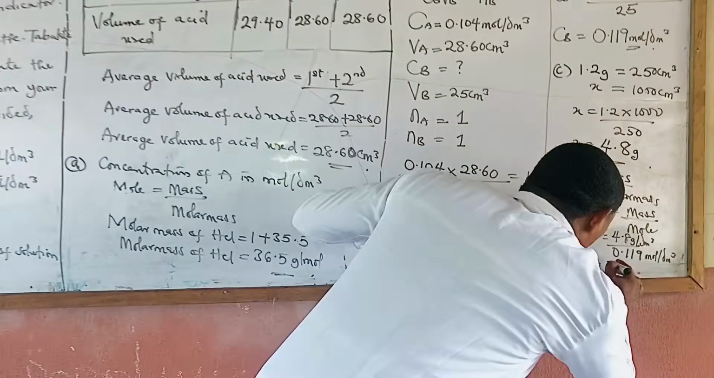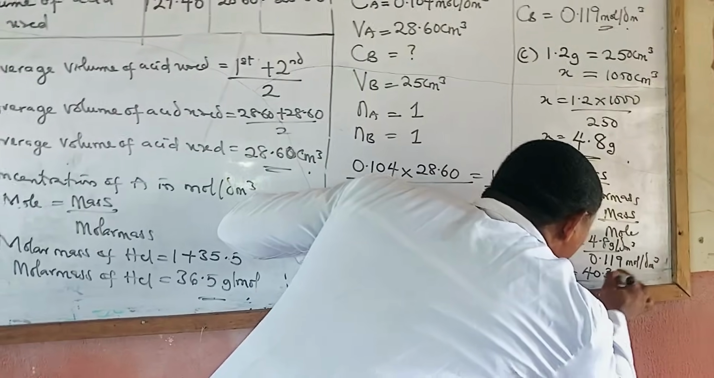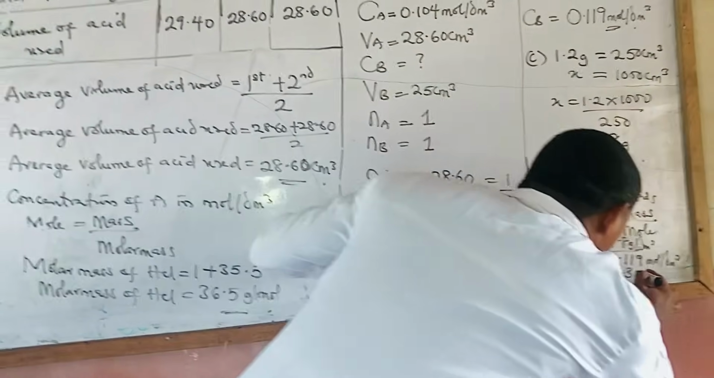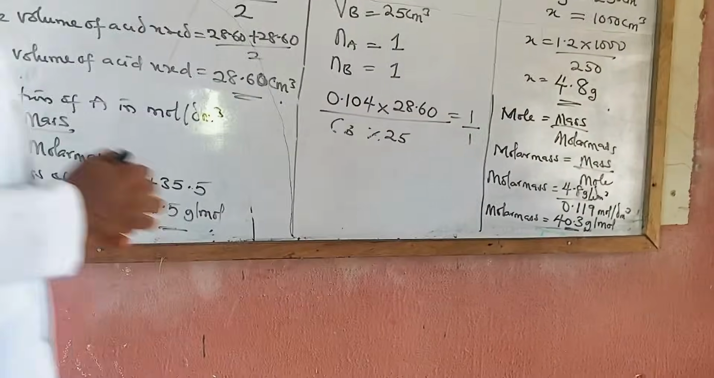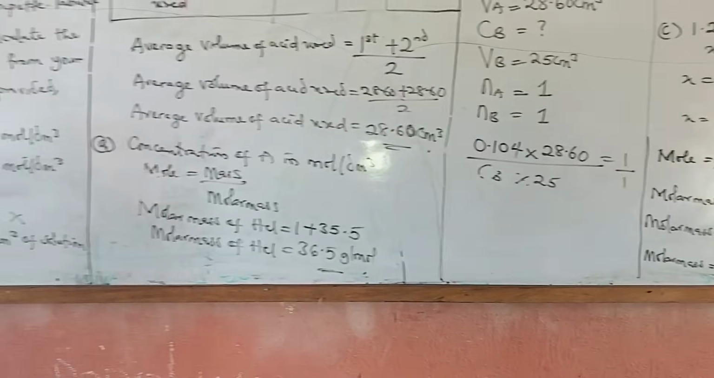So our molar mass will now be 40.3. The unit, very, very important: gram per mole. 40.3 gram per mole. That's the molar mass of it.